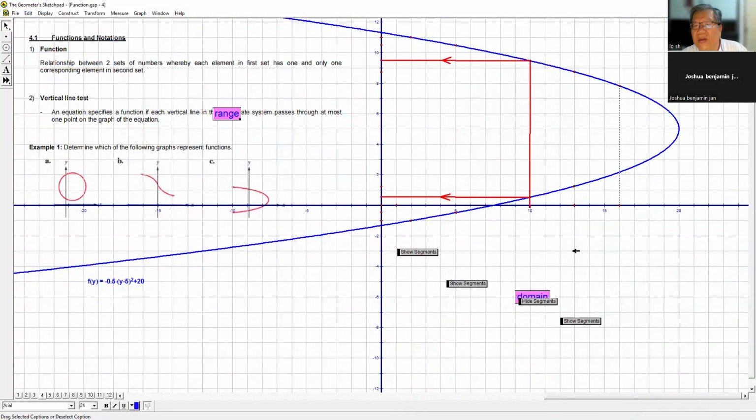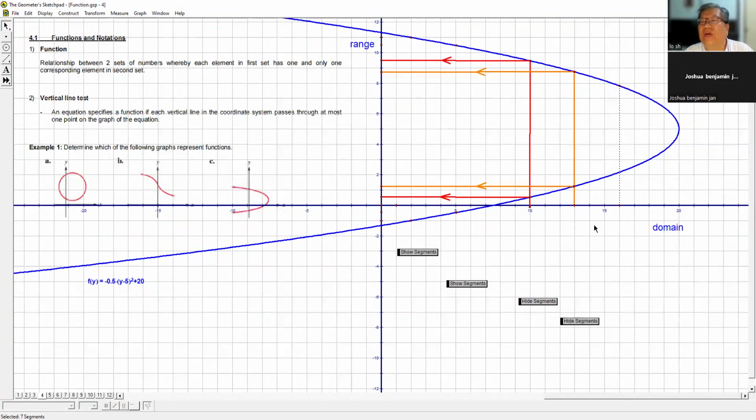Okay, so I found one number, 10, in the domain. The domain is these numbers along the x-axis. So I find one number in the domain, and this number corresponds with 2 numbers in the range, 2 numbers on the y-axis, right? One more, this one. This number is 13. 13 also has 2 numbers in the range on the y-axis.